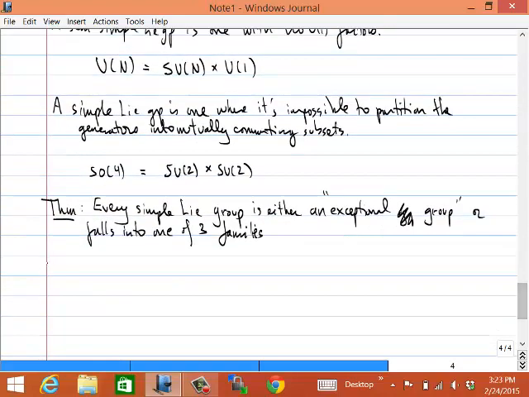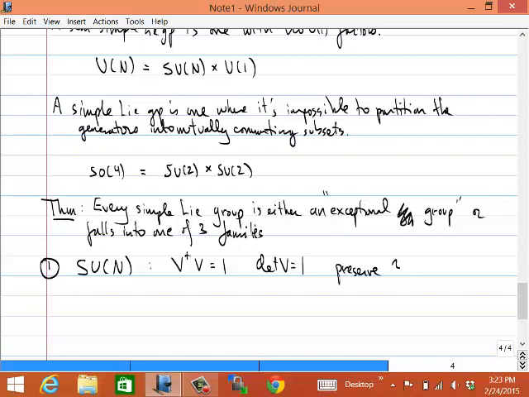So, for example, the first family is the group of SU(N) matrices. This is the set of unitary matrices with unit determinant. And if you want to think a little bit more abstractly about how you define unitary matrices, they're defined as the set of linear transformations that preserve an inner product. And it's the inner product that we demanded was invariant.